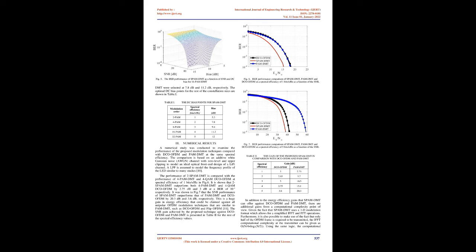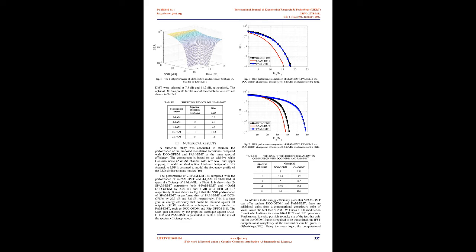The positive samples from the first half of the waveform are repeated as positive samples in a reverse order at the second half of the waveform. Fig 4. The BER performance of SPAM-DMT as a function of SNR and DC bias for 4-PAM-DMT. Whereas the negative samples from the first half of the waveform are repeated as negative samples in a reverse order at the second half. This means that the signal is repeated halfway, and it is only sufficient to send half of the time domain frame to retrieve the data symbols at the receiver, shown in Fig. 2. The last N/2 are removed, and the whole operation is repeated twice before a cyclic prefix is added at the start of the waveform.